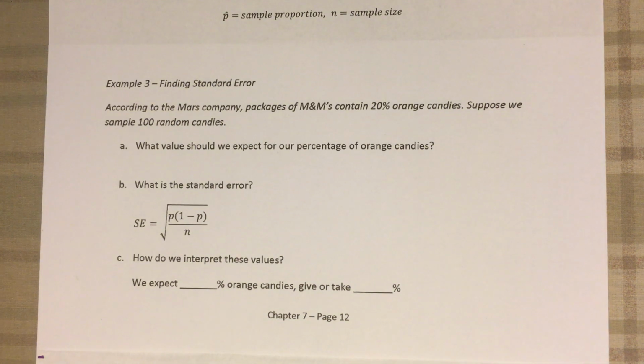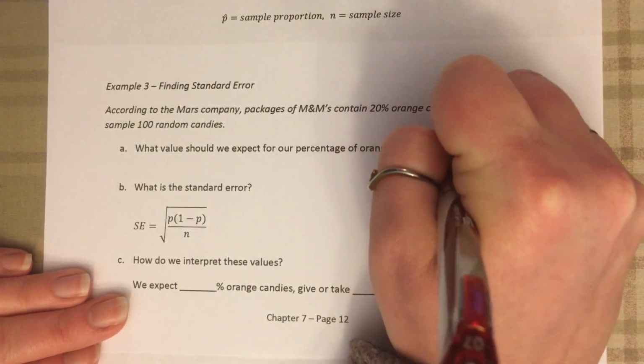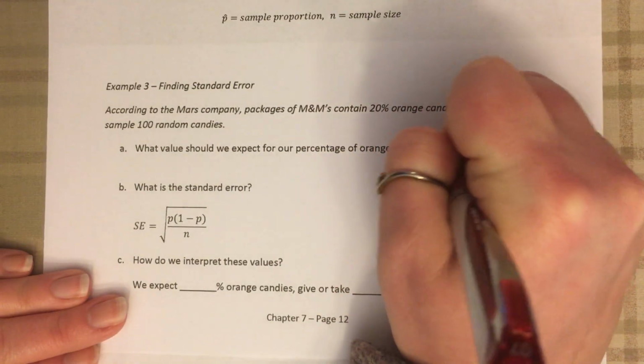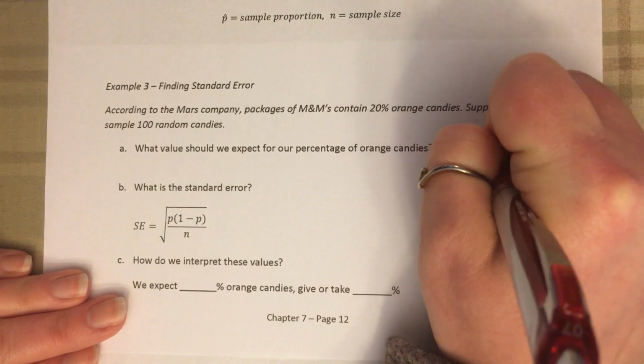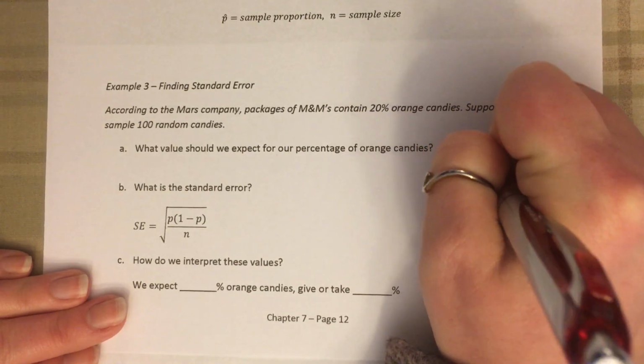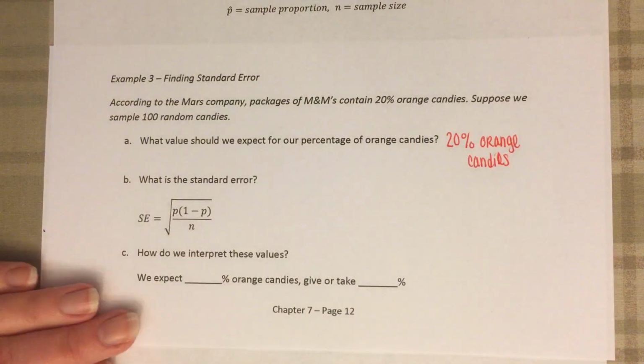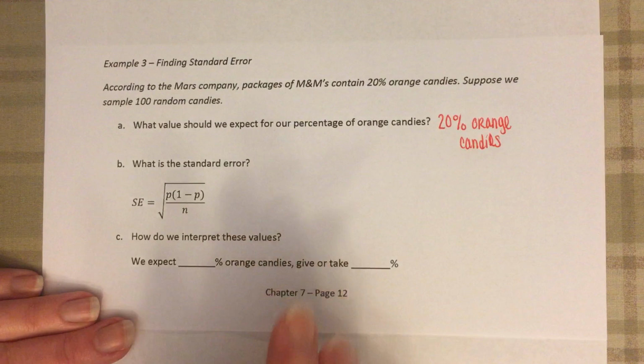Well, we are told that an average package of M&Ms contains 20% orange candies. So what should we expect? We should expect 20% are going to be orange candies. All right, our standard error.